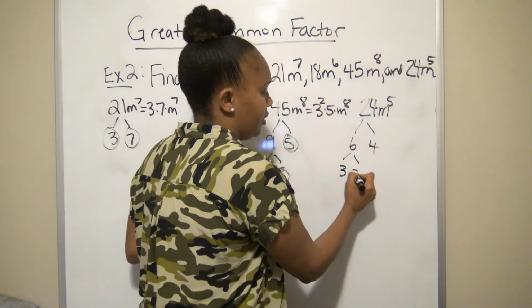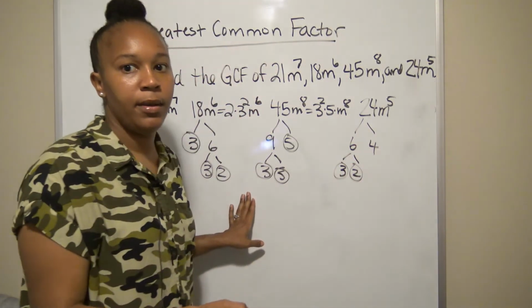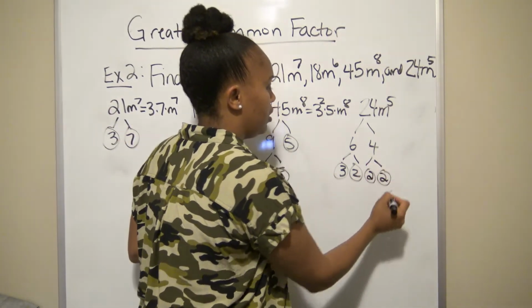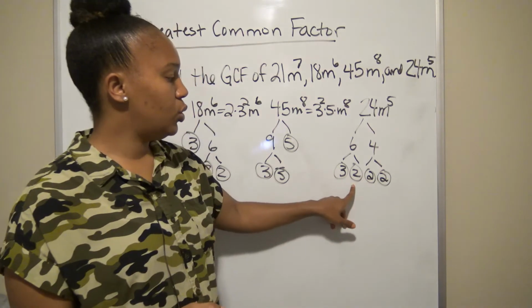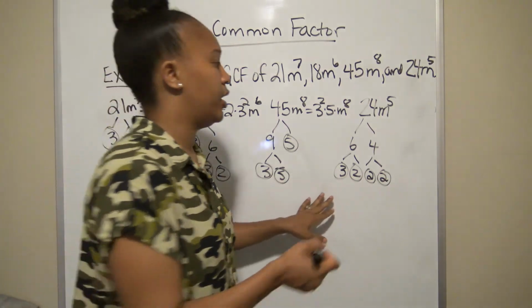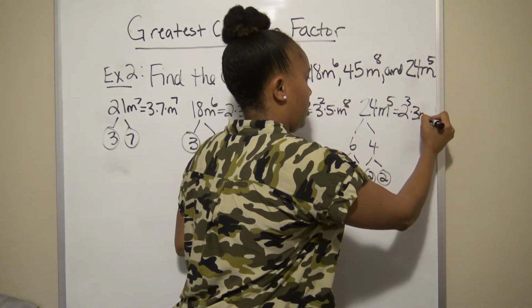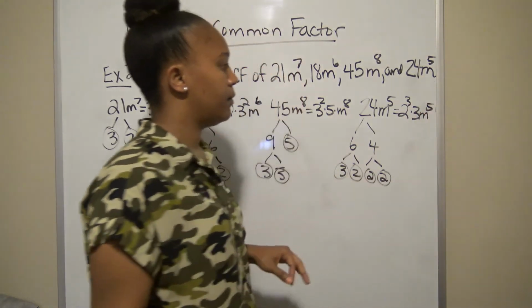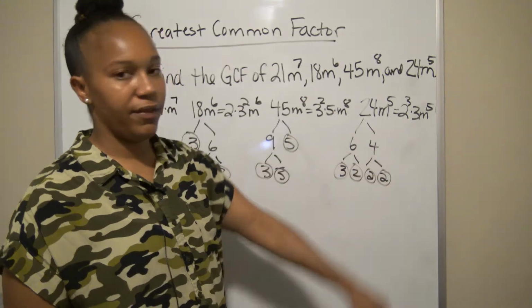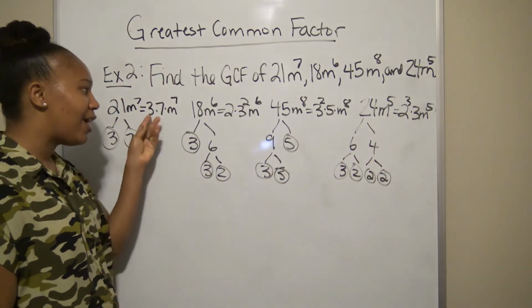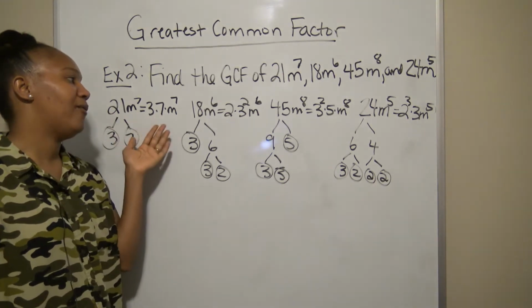6 is 3 times 2. Those are both prime. And 4 is 2 times 2. So that's 2 to the 3rd power, and that's 3. And then m to the 5th. So you have 3 2's, and then you have a 3 and m to the 5th. So we've broken all of these down into our prime factorization.